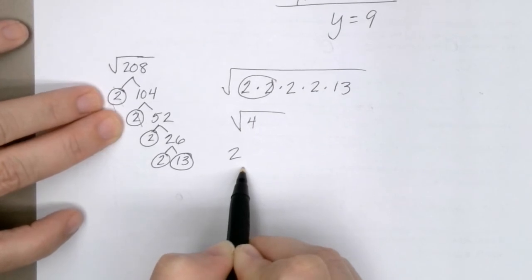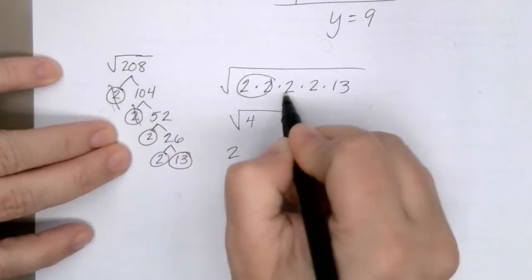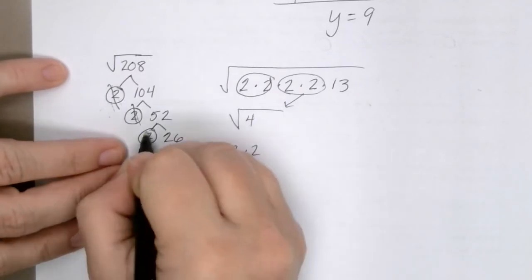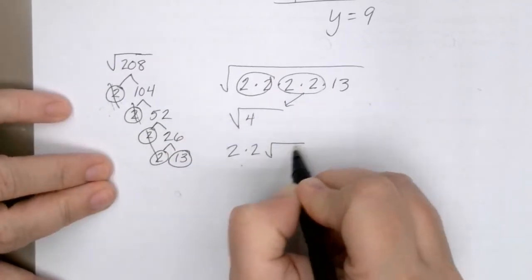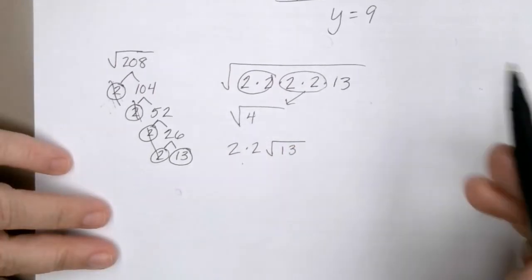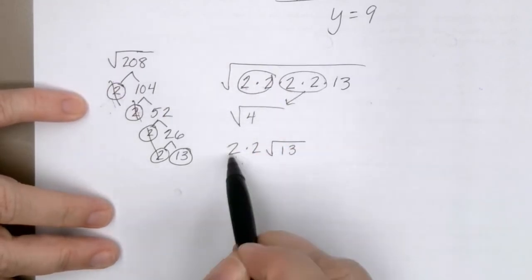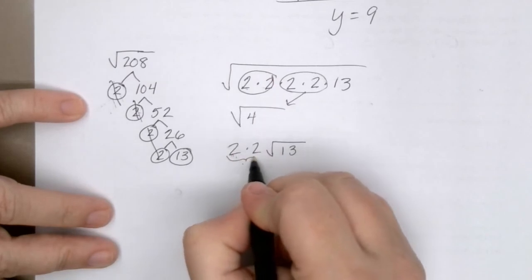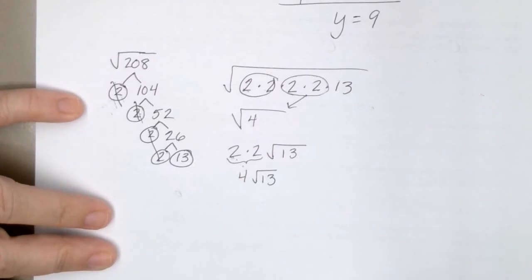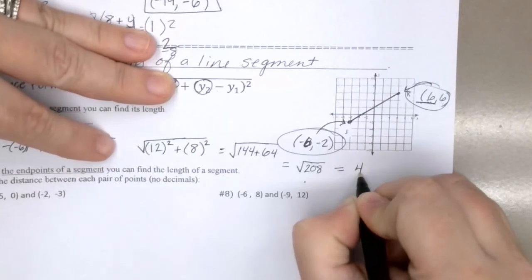Okay. What about the other 2 2s? Wouldn't that be another 4? So I can take out another 2. And what's left inside? 13. He's got nobody. So if I have pairs of numbers that are the same on my little tree here, they can come out. So what does this become? 4 radical 13. I would want to see my answer of the square root of 208 as 4 radical 13.